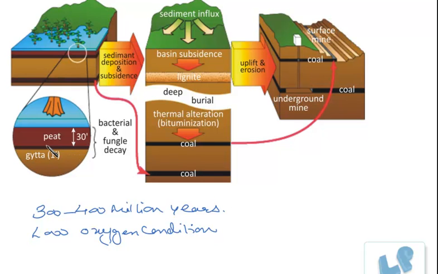The next step in the formation is gitta. What is this gitta? This gitta is formed by the partial decay of peat. There is a partial decay of peat. It has a black and gel-like consistency. This is gel-like.